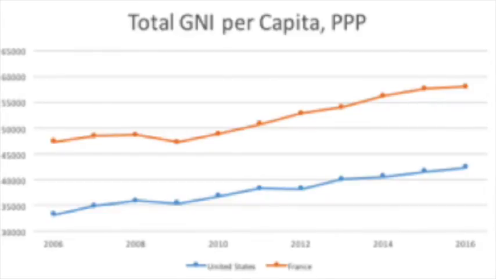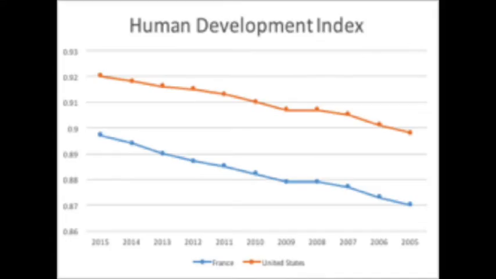If you look at gross national income per capita, France and the U.S. have very similar trends, but on average, France's GNI is 28% higher. Both countries experienced decreases in the year 2008 and have steadily increased since. Similar positive trends, but the U.S. is between 2 and 3 points ahead of France.